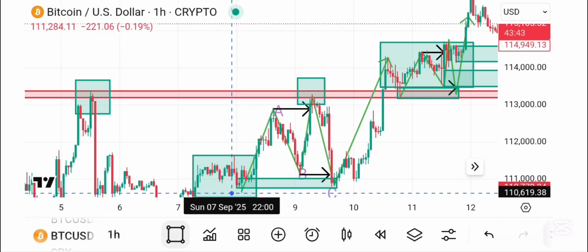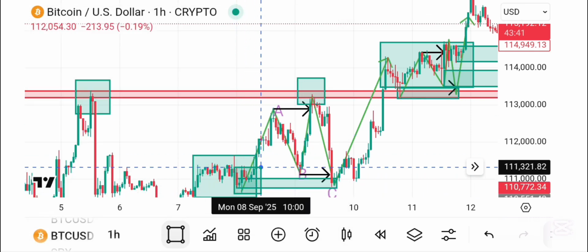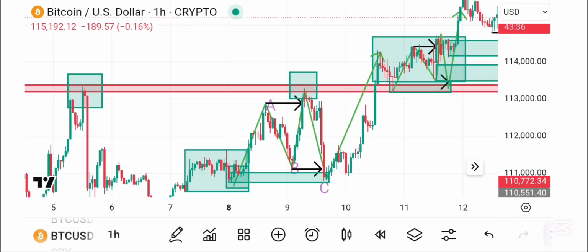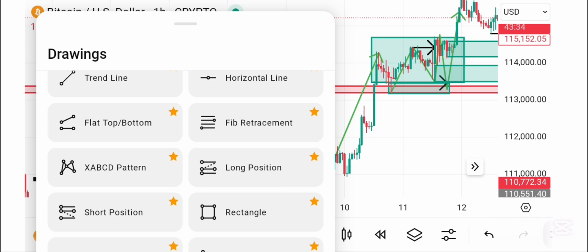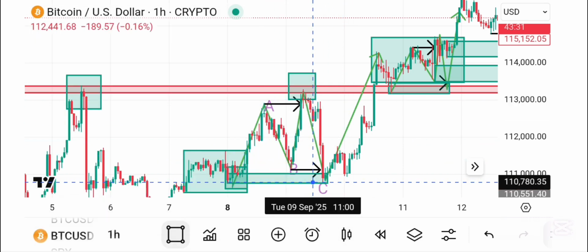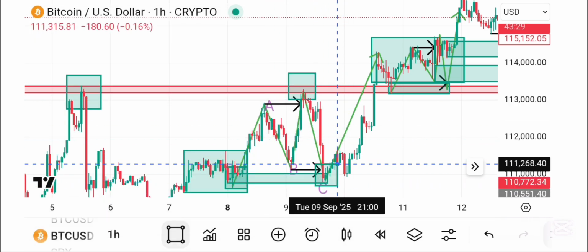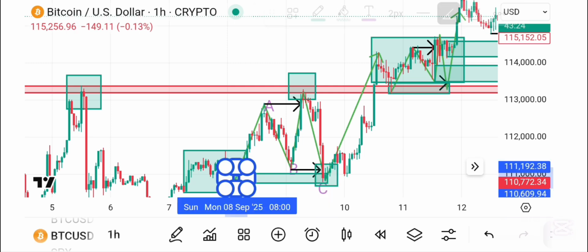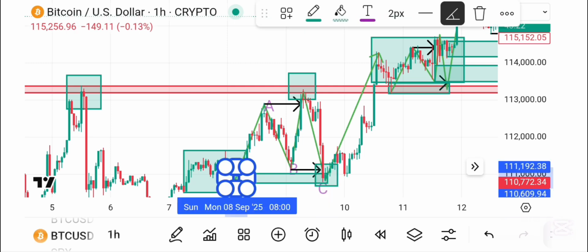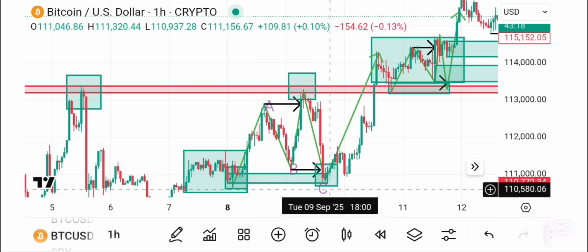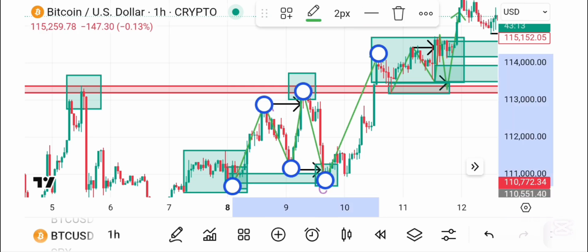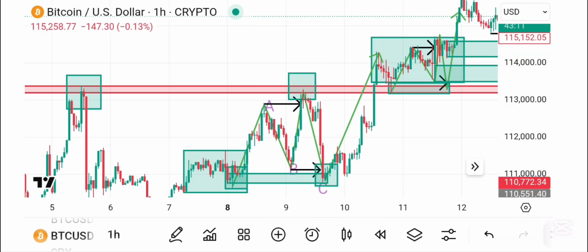This was the first move right here. This made the first demand zone, and the second is this. So we already know, looking at this whole scenario, the first scenario, we already anticipate that the second time price gets to this level, buyers are likely to come in, and boom, it happened, right?